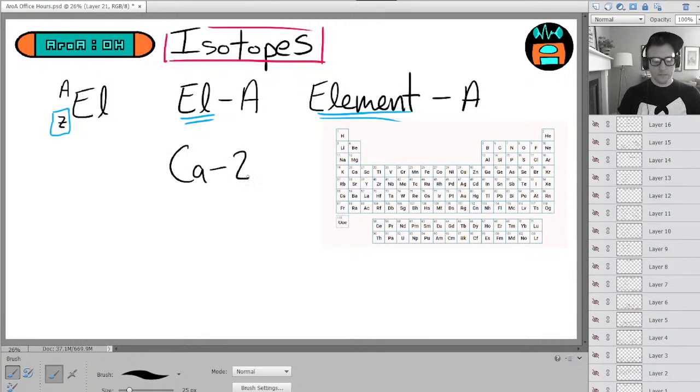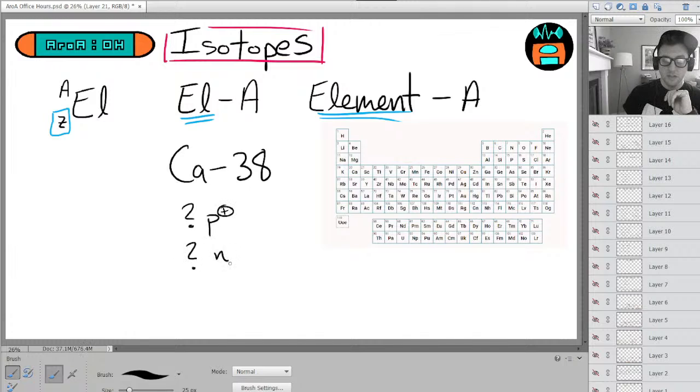Calcium-38, there we go. The isotope. You were asked how many protons? How many neutrons? How many electrons? Well, you're like, I wasn't given the mass number for this thing. How am I supposed to know?